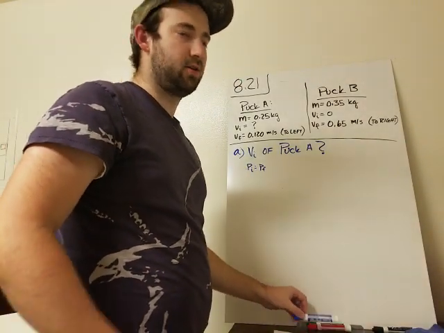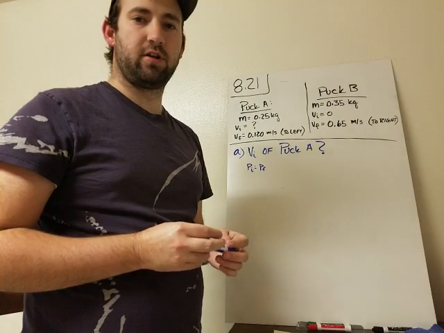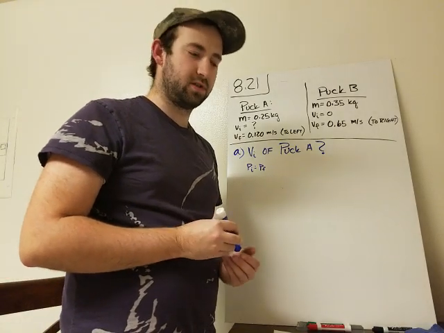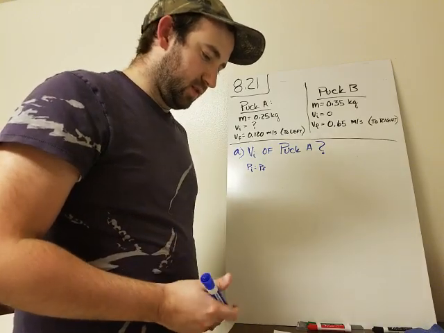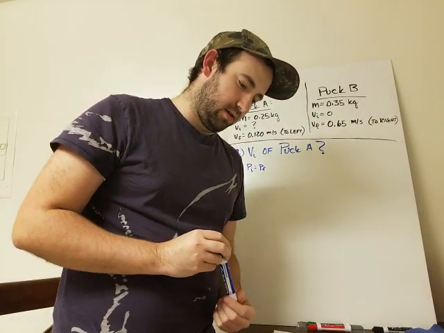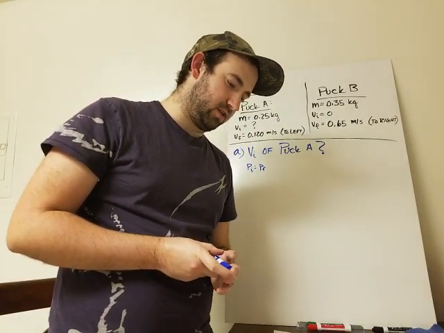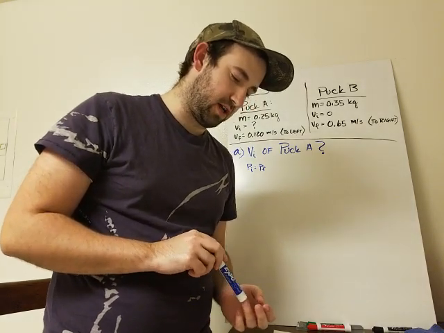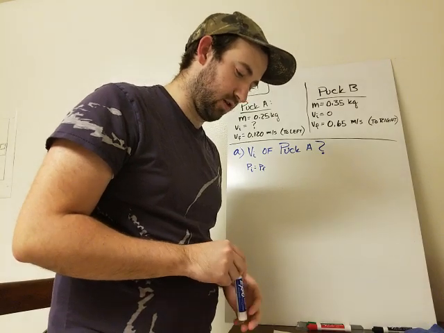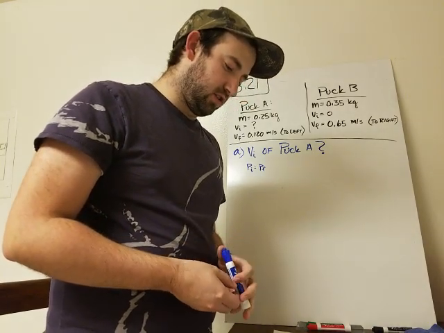Hi everyone, I'm going to be going over question number 21 from the Chapter 8 Bingo Problems. Now, I'll start out by reading the problem. It says, on a frictionless horizontal air table, puck A with mass 0.25 kilograms is moving towards puck B with mass 0.350 kilograms, which is initially at rest.